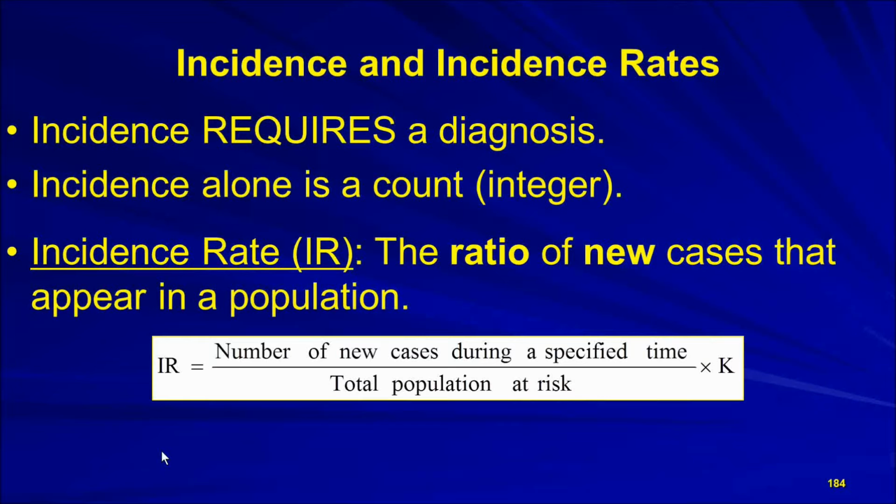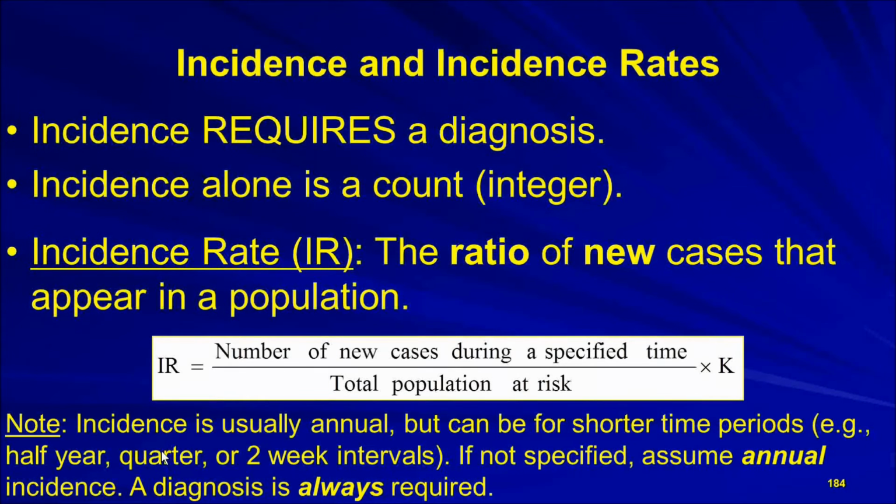Now, I want to review the formula very quickly. All of them are going to be called a ratio because you know the major category is a ratio, right? And ratio includes rate, ratio, and proportion. And so we're dealing with a number of new cases. That's why we need a diagnosis, and it's during a specified period of time, which you know is 1 year, and then the total population at risk, times a constant, 10 to the nth.